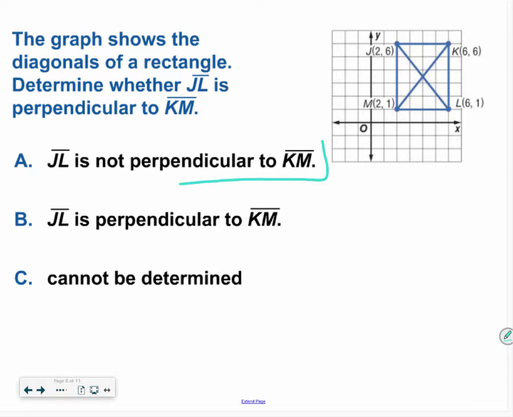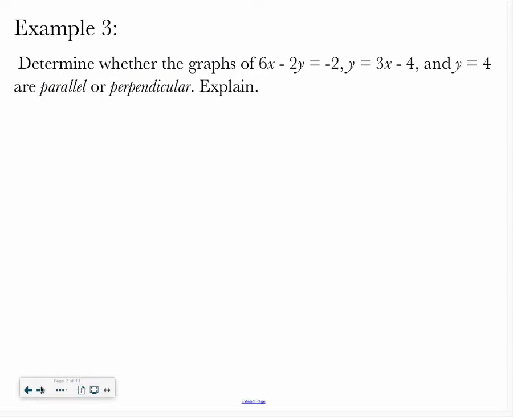Hopefully you determined that segment JL is not perpendicular to segment KM. If you have questions, be sure to ask. Example 3, determine whether the graphs of 6x minus 2y equals 2, y equals 3x minus 4, and y equals 4 are parallel or perpendicular.